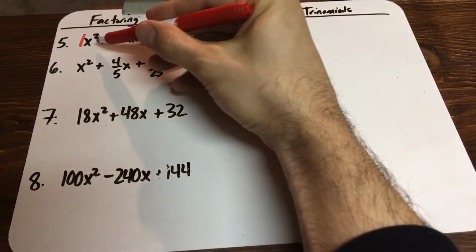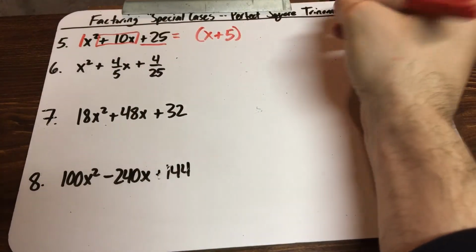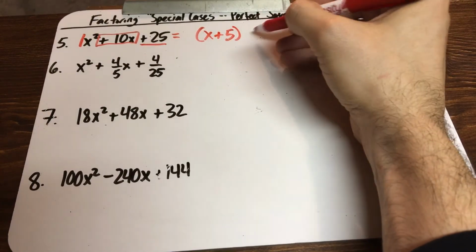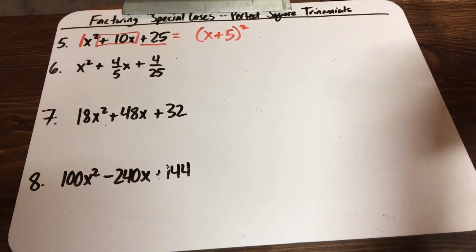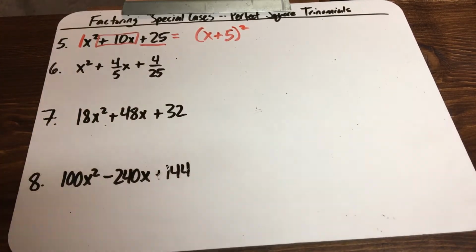And then I check the middle. The middle term is positive, so that means this is going to be positive. If I really wanted to put another parentheses that says x plus 5, I could put it right here. But I'm a fan of just putting the squared sign because that's so much faster. And it saves time and it saves space.